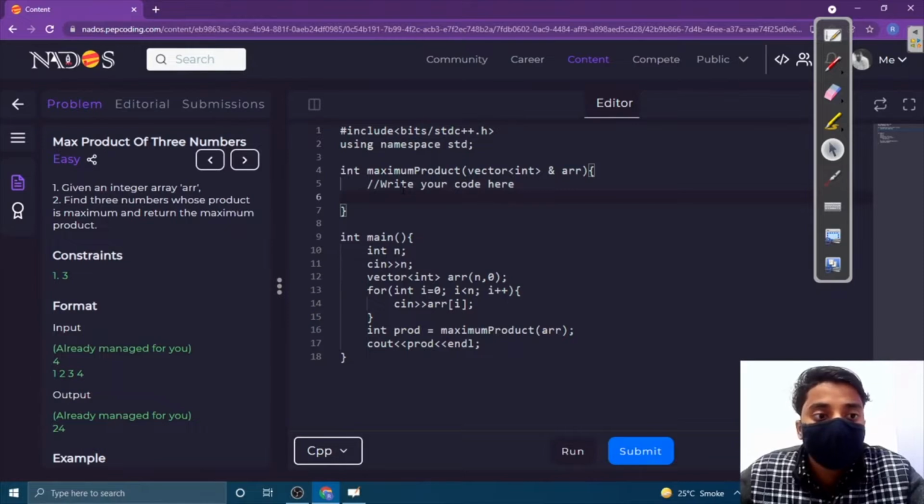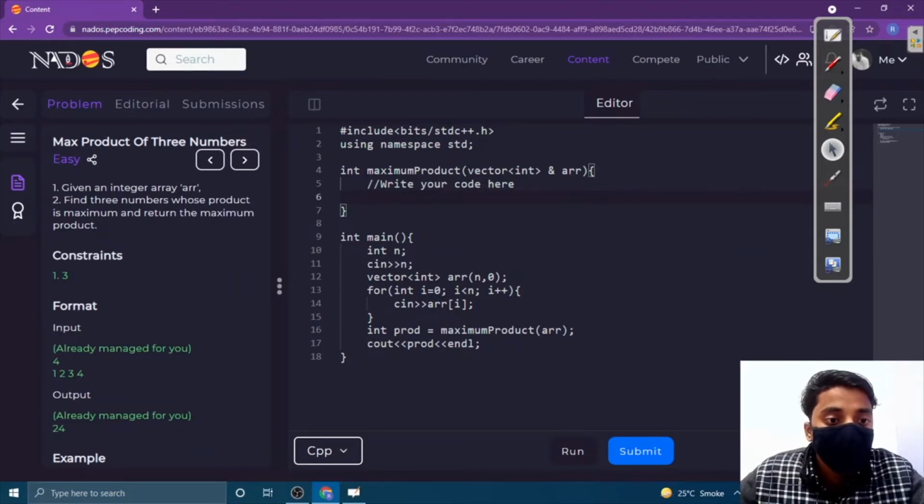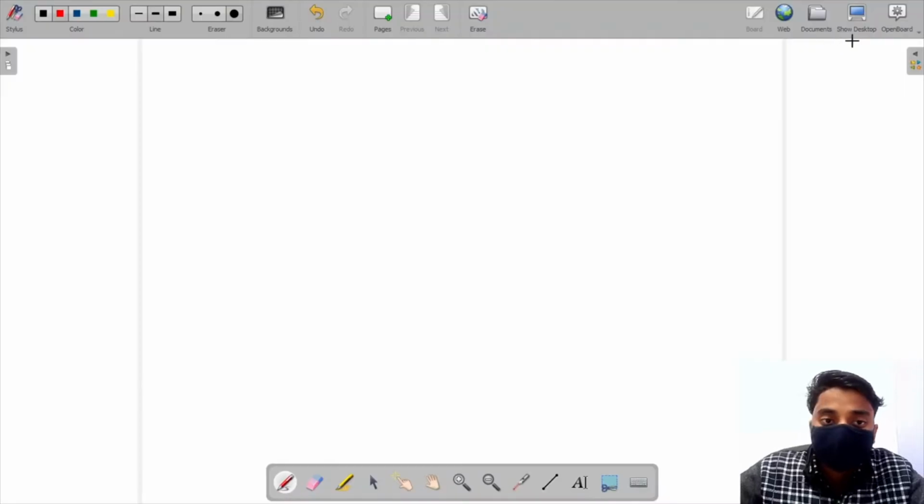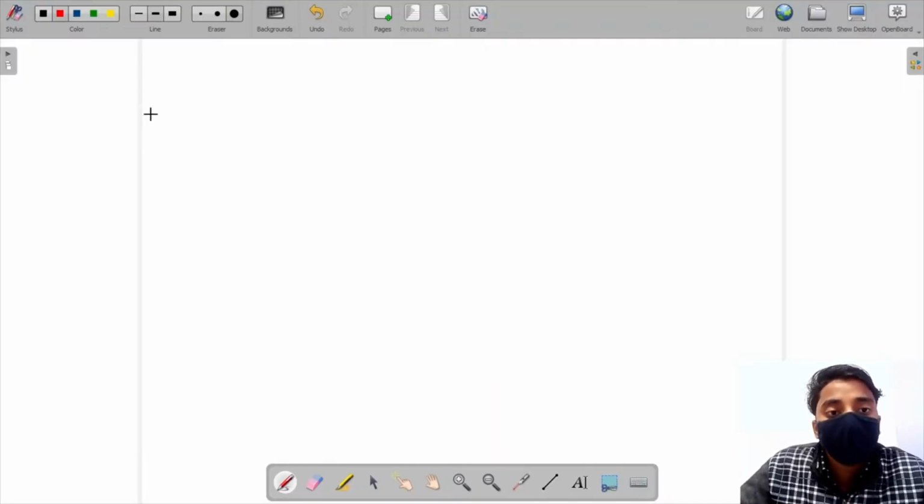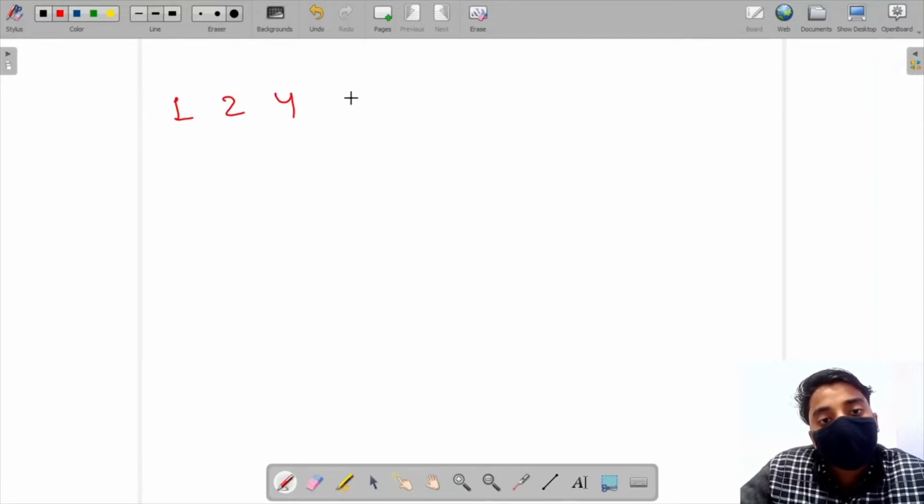In this video, we are going to solve max product of three numbers. In this question, we are given an array having some numbers, and we need to find the maximum product by using three numbers. This means if we multiply those three numbers, we will get the maximum product in the array. So let's see. Let's say we have an array like this: 1, 2, 4, 5, 7, 8, 3, 6.